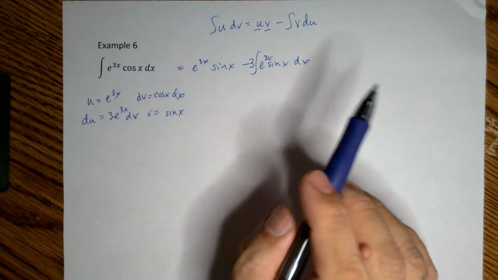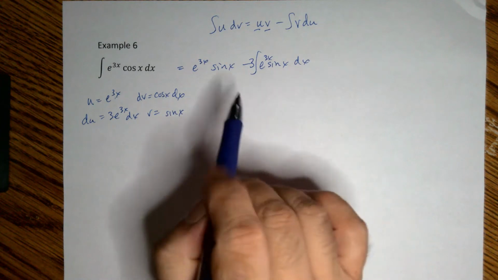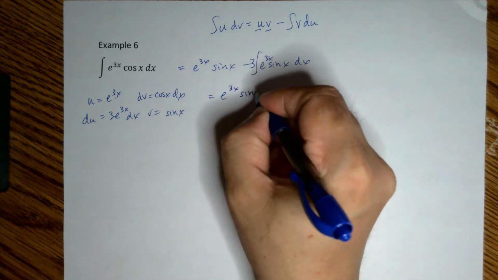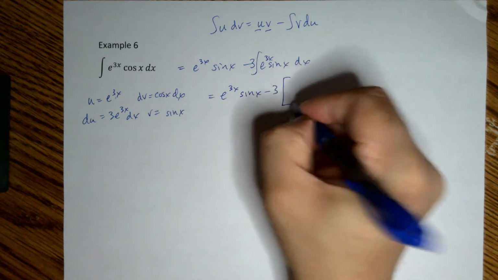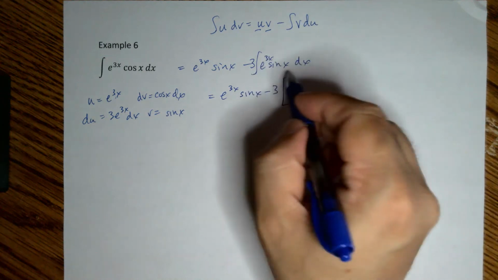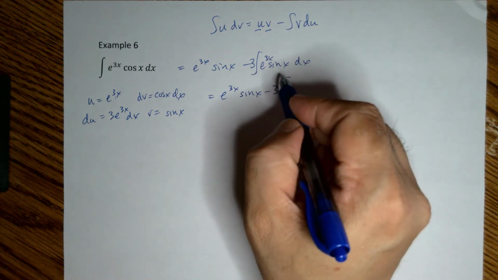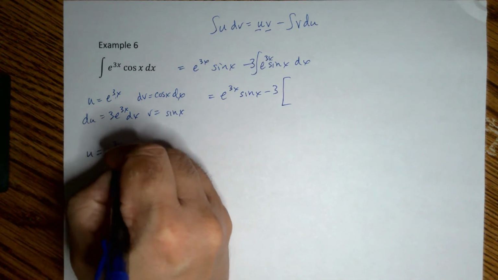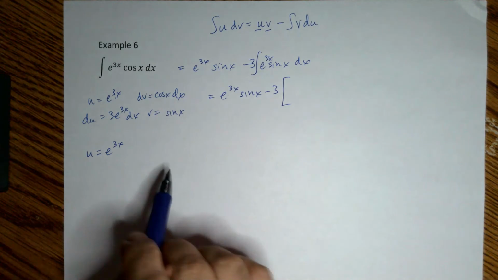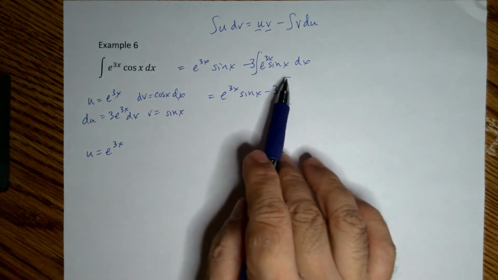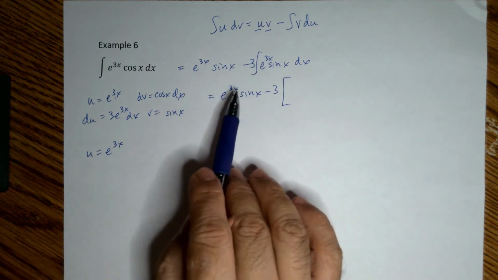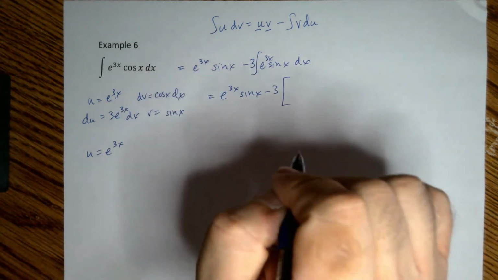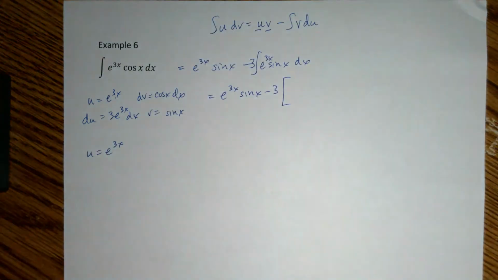So that means I have to do it again. I'm going to write e to the 3x sine x minus 3, and put a big square bracket there. I'm going to repeat the process with e to the 3x sine x. Now I'm going to let u equal e to the 3x again. So this is what I meant by consistent. Don't switch now. Don't switch sine x to be u and then dv to be e to the 3x. If you switch it around, I can't guarantee it'll work.